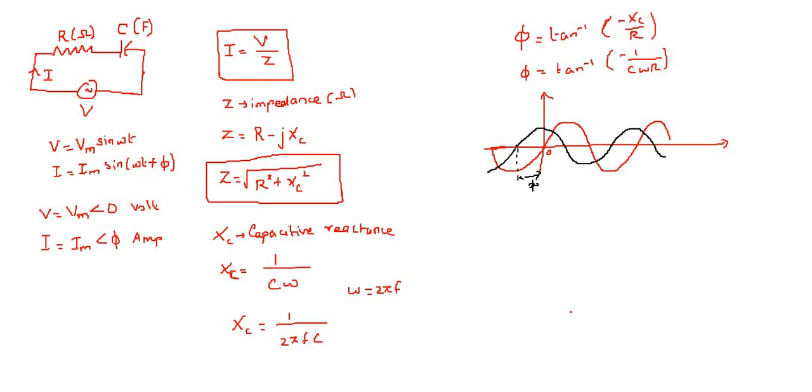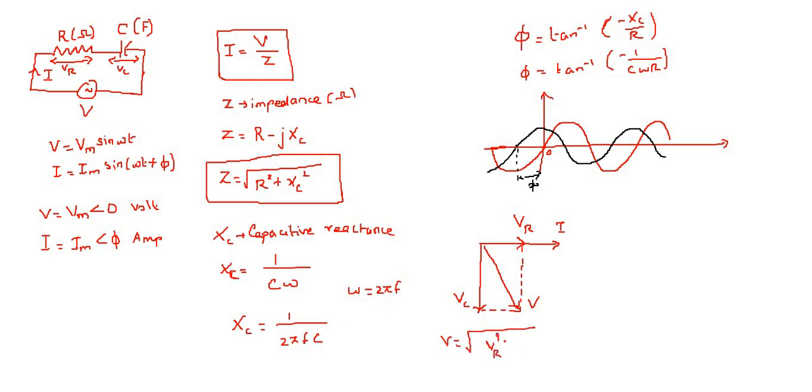Now let us draw the vector diagram. If a current I is flowing, the voltage across the resistance is VR and the voltage across the capacitor is VC. The current is in the same direction as the resistance voltage, since voltage and current are in phase in a resistance, so we draw VR like this. The voltage across the capacitor lags the current, so VC points in the downward direction. The source voltage is the resultant of VR and VC, so this is my V. V can be written as root of VR square plus VC square.